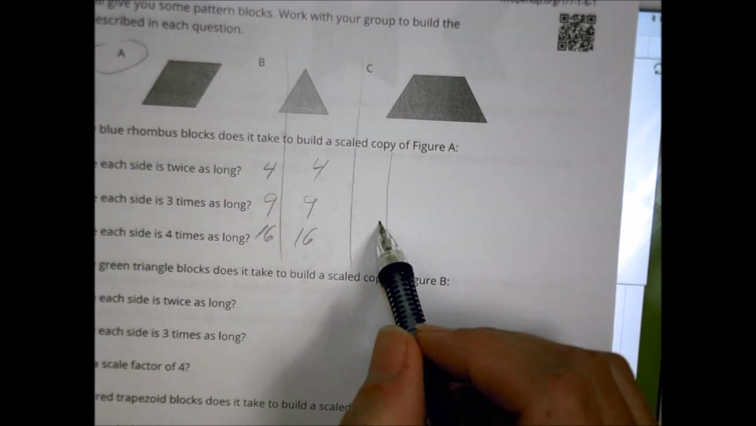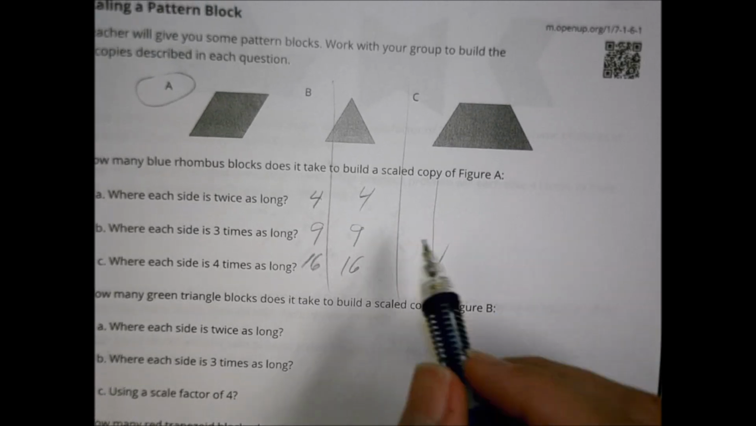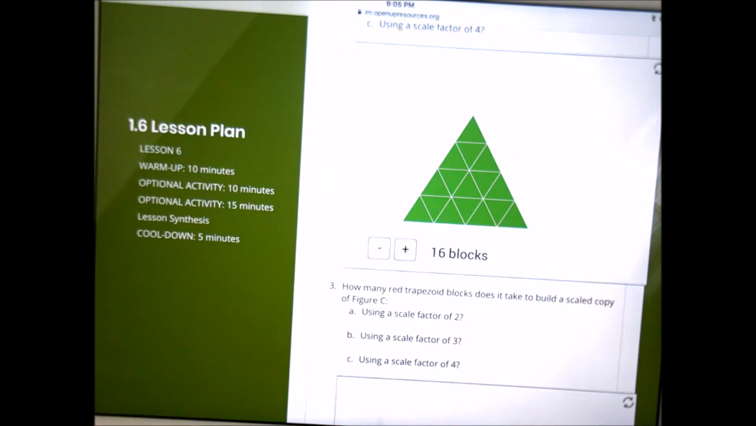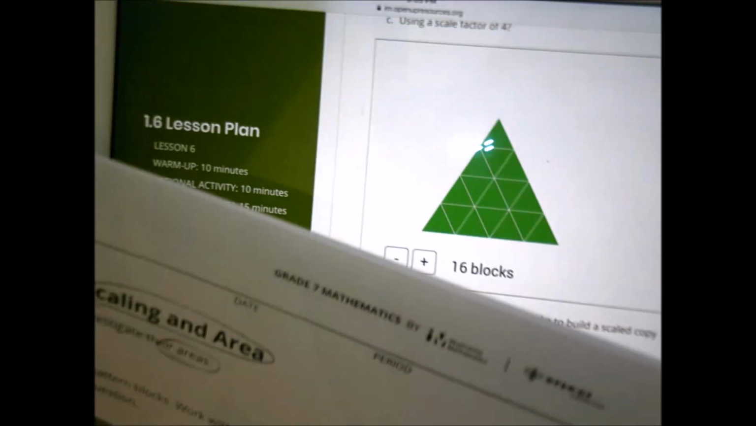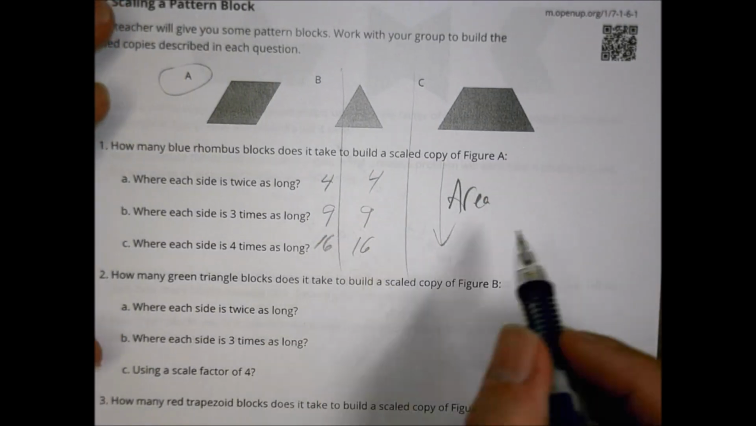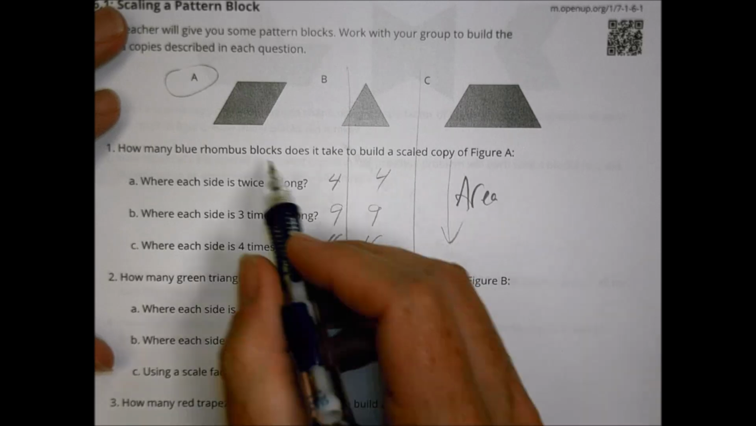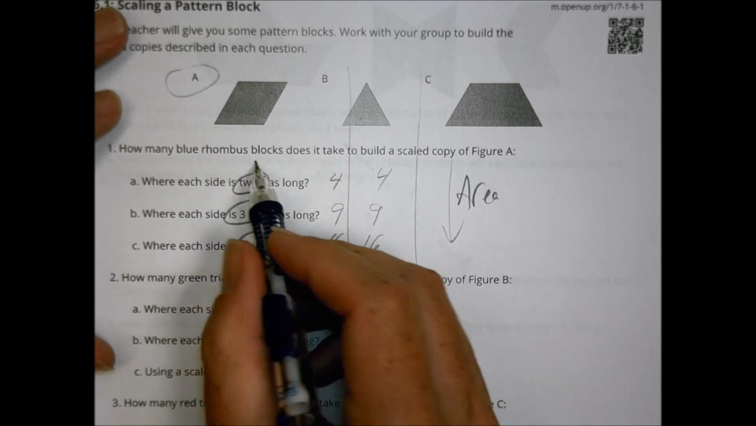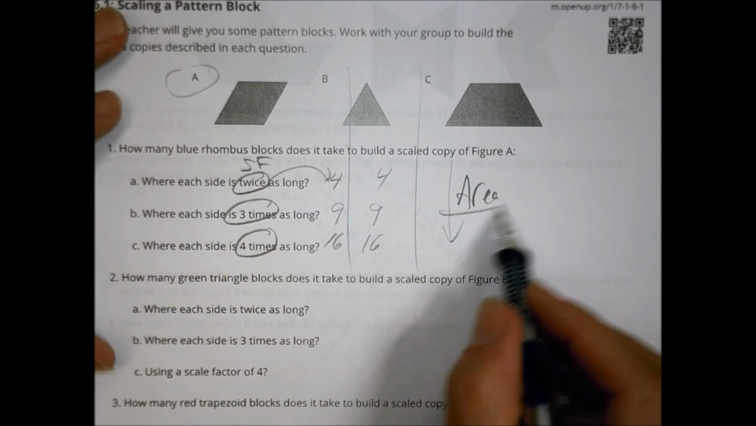And so without even messing with number C, we probably have the same pattern there, which indeed you did. That's what we saw with the blue rhombus, the green triangle, the red trapezoid. There's definitely a pattern for what happens to the number of blocks used on the inside, and we call that inside space the area. So every time we're changing a scale factor, whether twice as long, 3 times, or 4 times, that scale factor has an impact on the overall area as well, which is what this lesson was about.